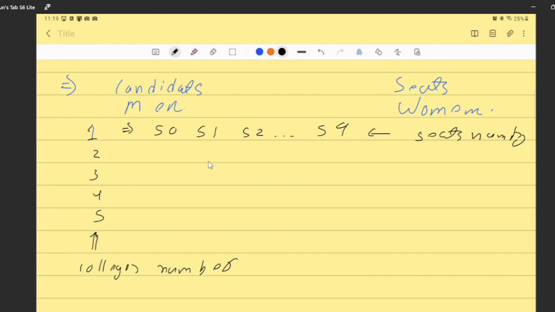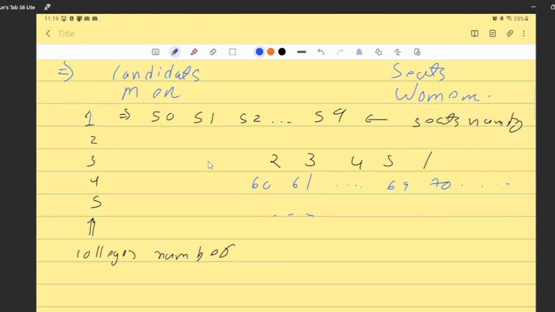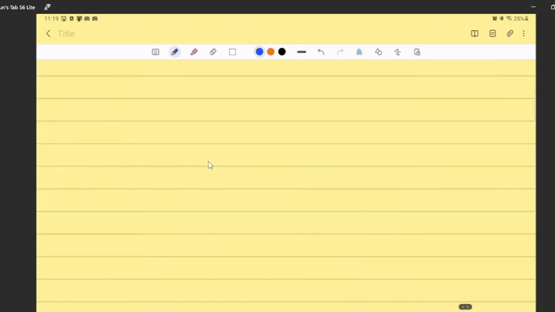So whenever a candidate, a man, selects an order of colleges like 2 3 4 5 1, his preference list will be internally generated as 60 61 and so on till 69 and then 70 and so on. So that's the preference list of seats, which are women in our algorithm. And one obvious thing is the preference list of women.